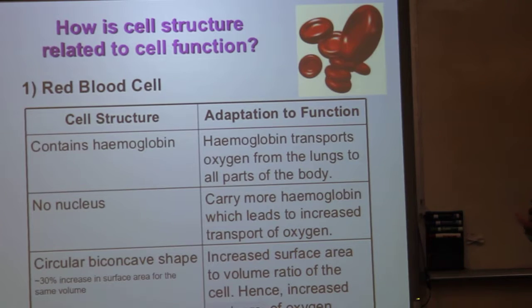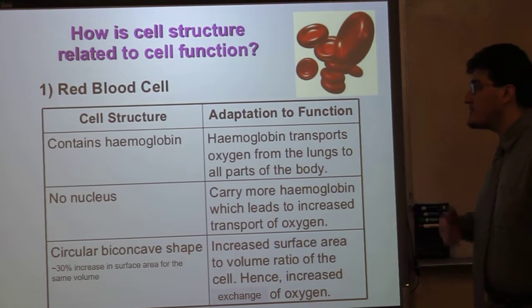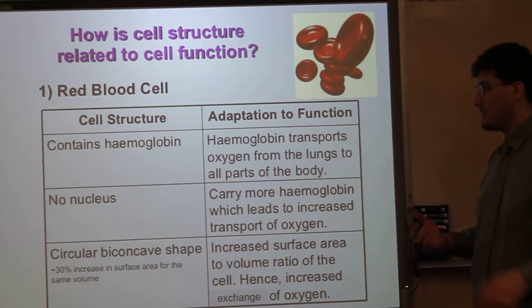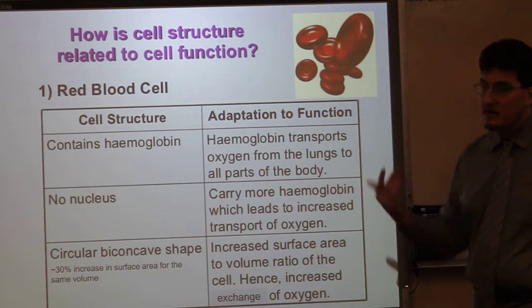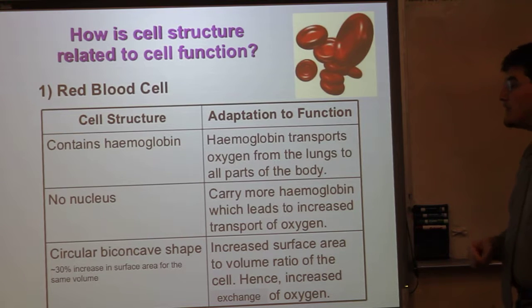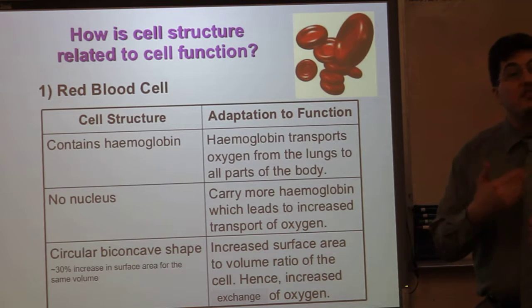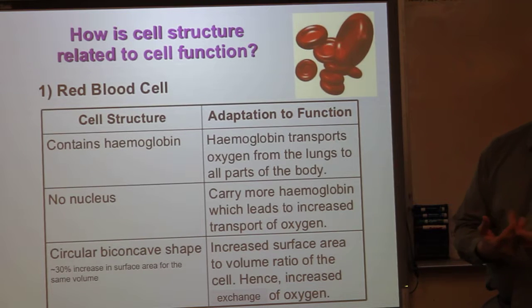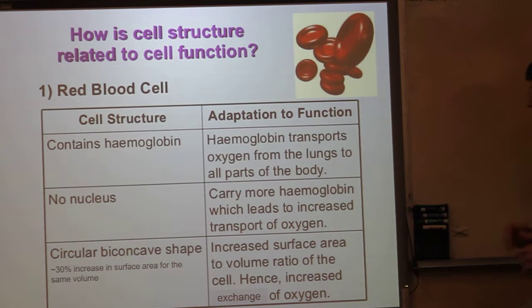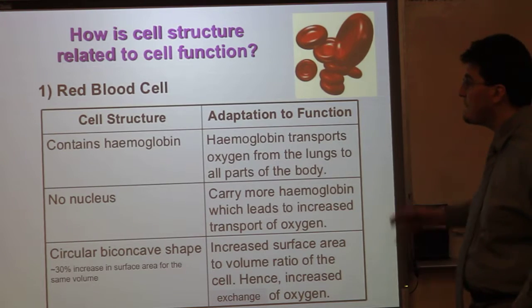Now, red blood cells, their structure, they contain hemoglobin. That hemoglobin's job is to transport oxygen from the lungs to all parts of the body. They do not have a nucleus. That will be so that they will carry more hemoglobin, leading to an increased transport of oxygen. That biconcave circular shape gives them 30% more surface area for the same volume, compared to just being a coin. So that increased surface area to volume ratio is going to increase that rate of exchange of oxygen by simple diffusion across the plasma membrane.